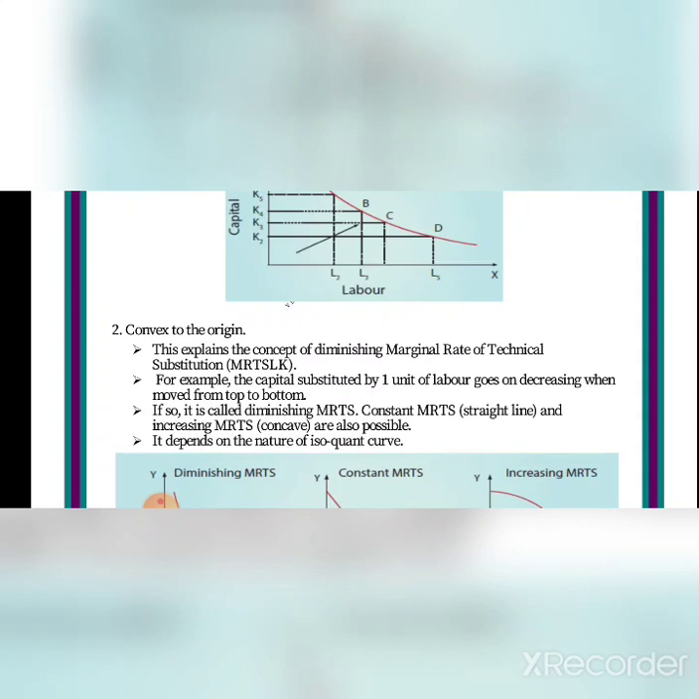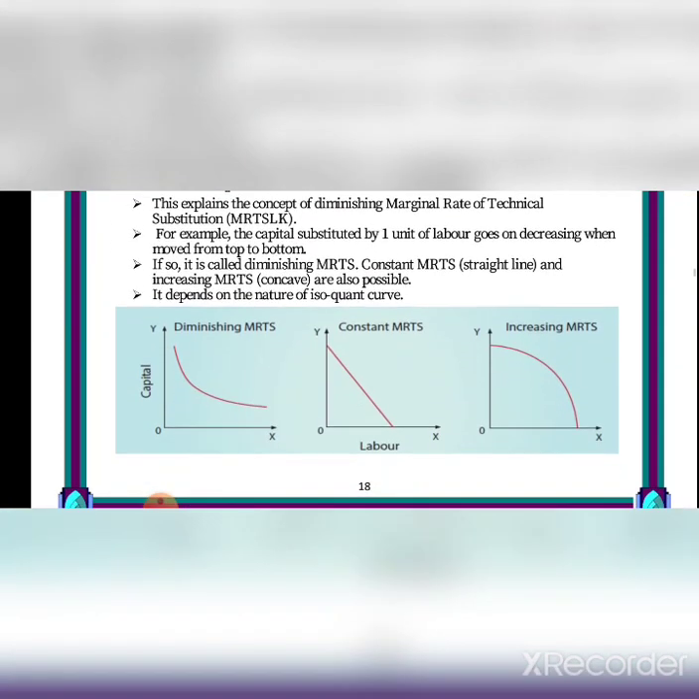If so, it is called diminishing MRTS. Constant MRTS is a straight line, and increasing MRTS is concave, which is also possible. You can see the explanation given for these diagrams: diminishing MRTS, constant MRTS and increasing MRTS. You see the different types of curves. First the explanation is given and then you draw the diagram. It's better you draw the diagram and write the explanation.